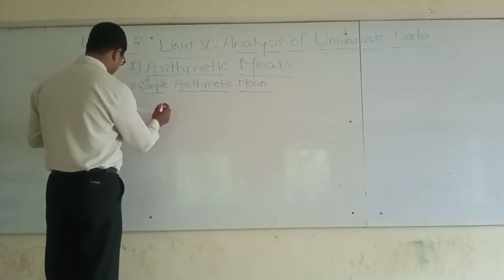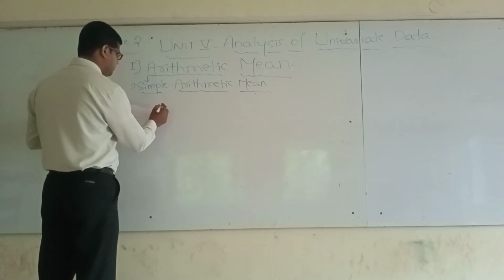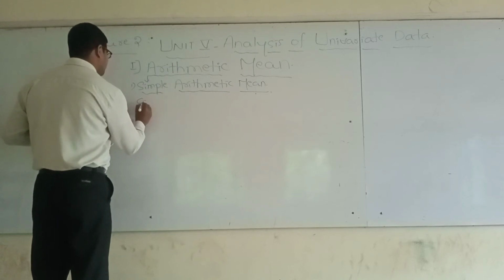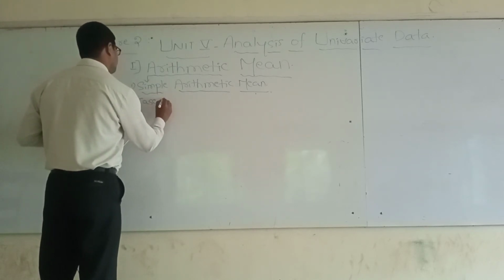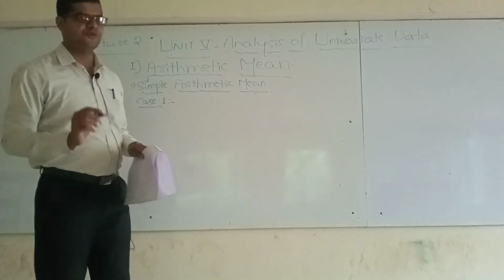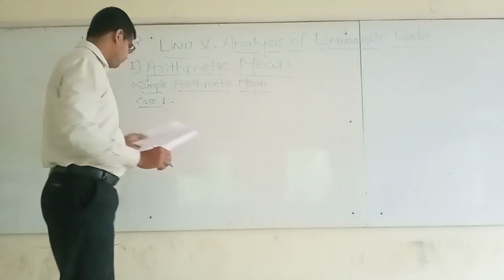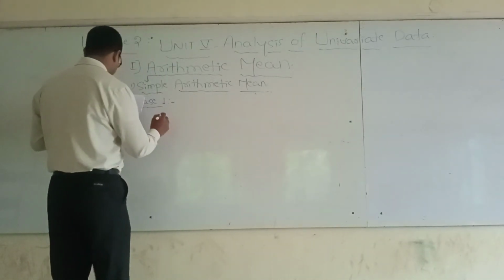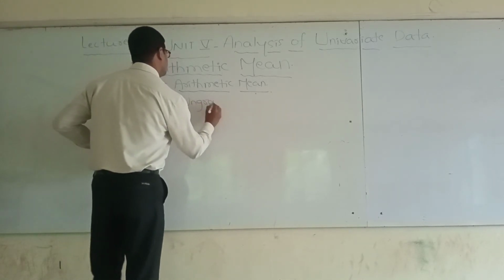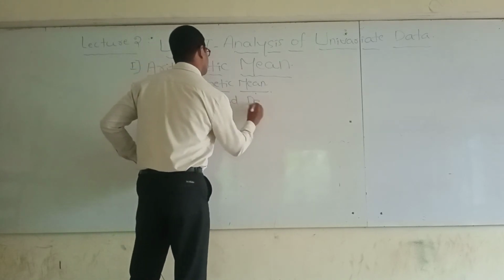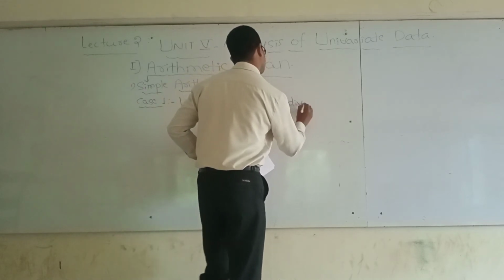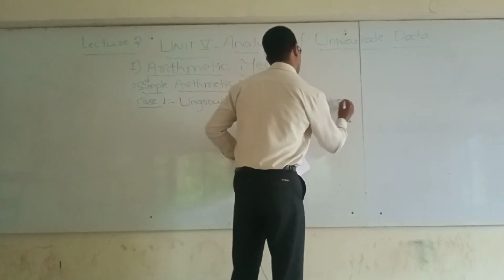Okay, here we calculate under simple arithmetic mean. I take it as case number 1, because it depends upon the nature of data. As I told you in the beginning, it depends upon the nature of data. So case 1, ungrouped data. This is individual observation.